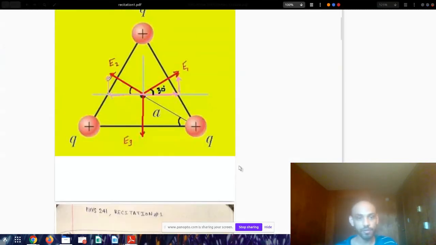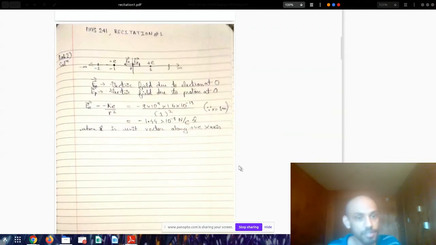Okay, so moving on to the second problem. In this problem, you have a proton that's located at a distance of 1 meter along the positive x-axis from the origin, and you have an electron that's located at a distance of 1 meter along the negative x-axis. The question asks what the resultant electric field would be at the origin, due to these 2 point charges, the proton and the electron, placed symmetrically about the origin along the x-axis.